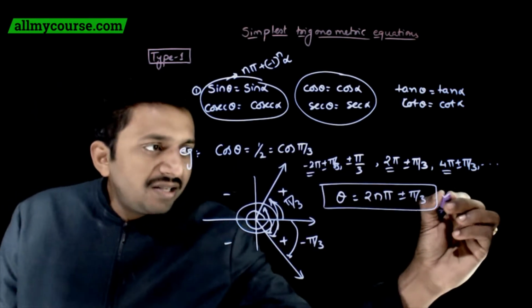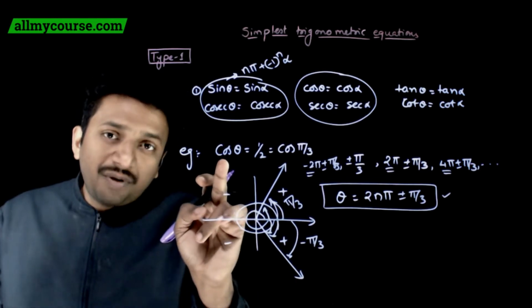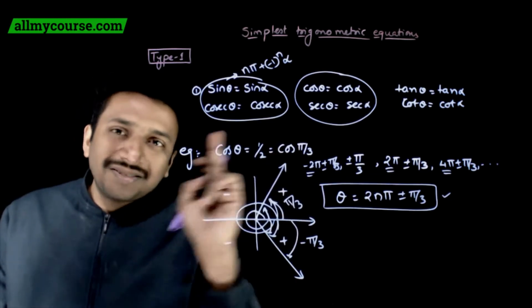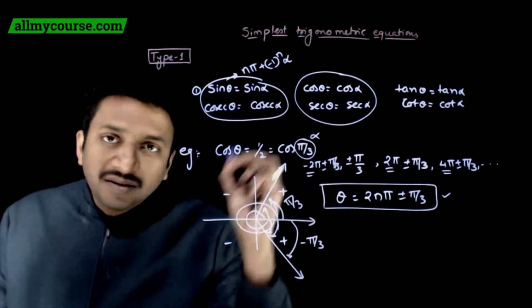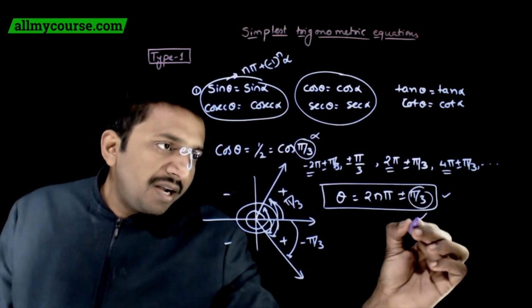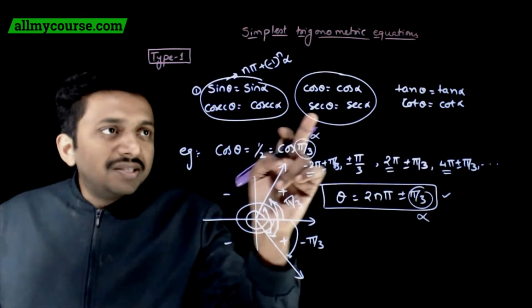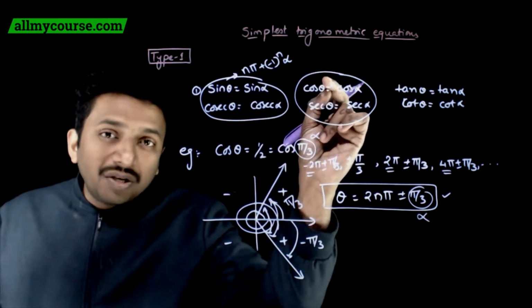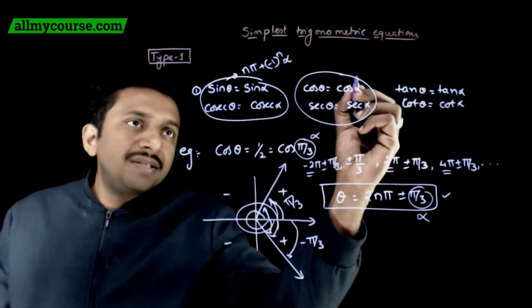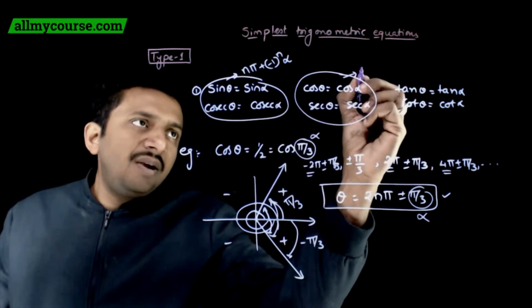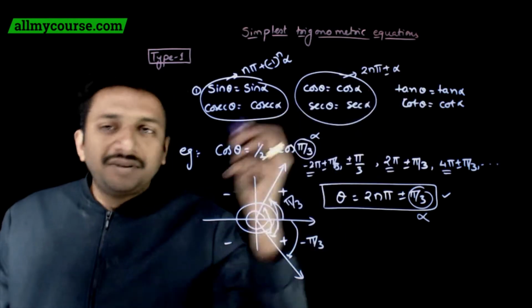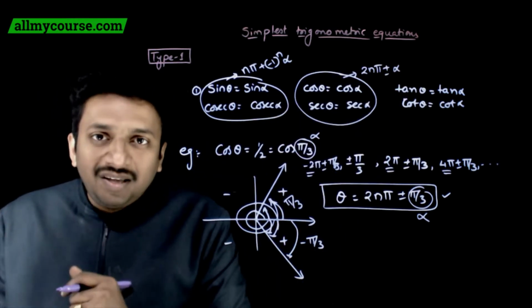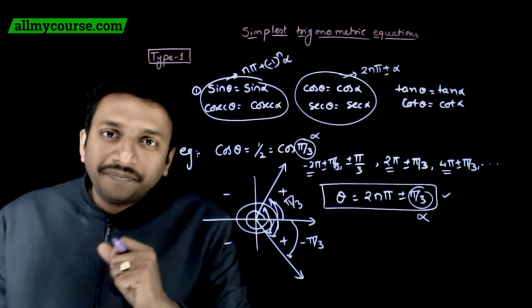So this is the general solution to the equation of the form cos theta is equal to cos alpha. So instead of pi by 3, you get alpha here. So what is the general solution for equations of this type? Cos theta is equal to cos alpha. Theta is equal to 2n pi plus or minus alpha. So you need to remember these expressions.